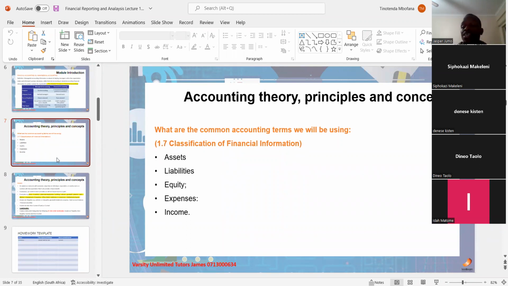Because the whole module is about categorizing. Remember those homeworks that I gave you guys? The whole module is about categorizing information. You need to be able to tell whether a specific thing is an asset or a liability, or whether a specific thing falls under equity, or whether a specific thing falls under income, right? So you need to be able to tell that.